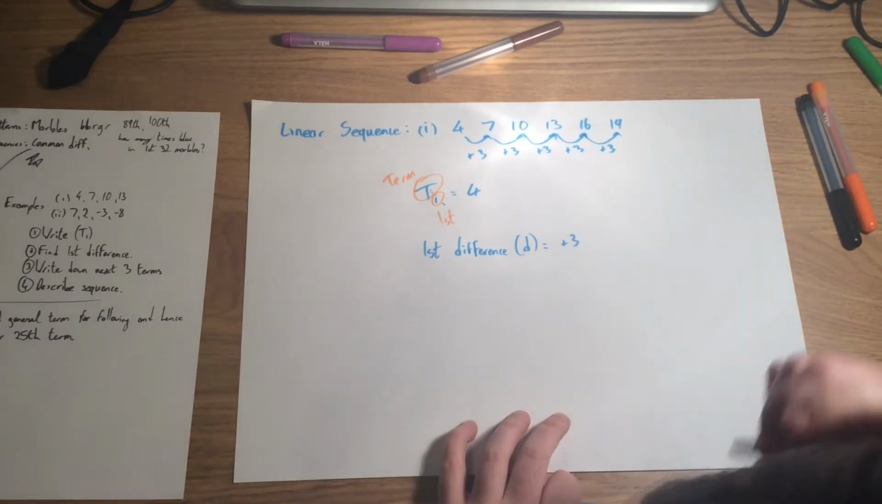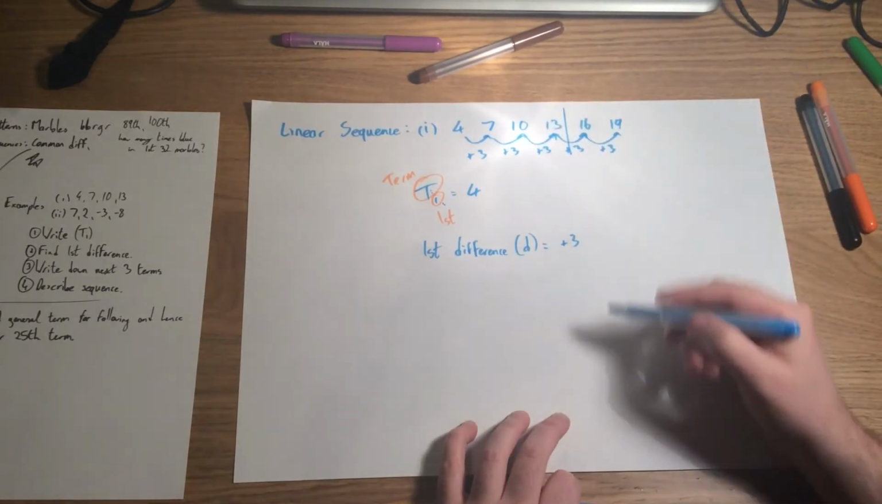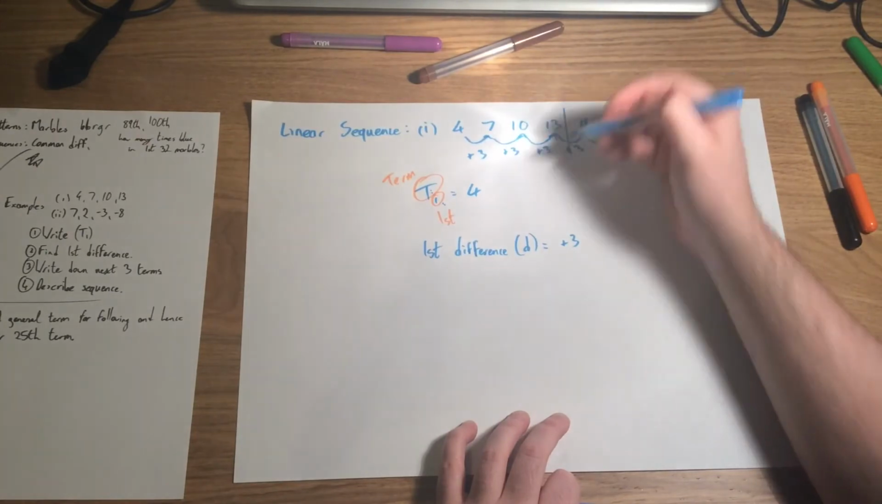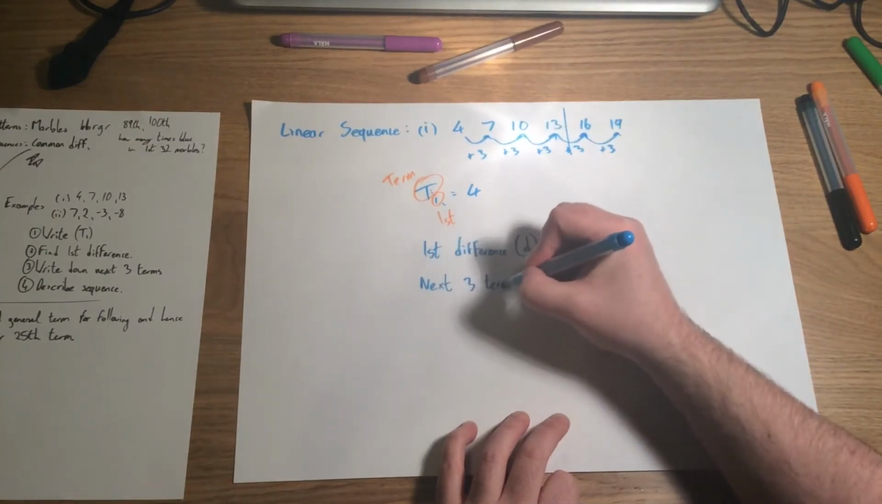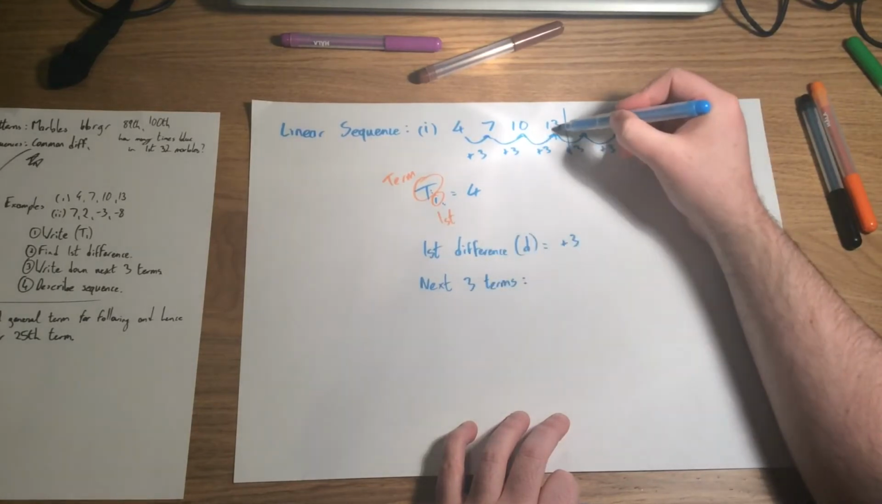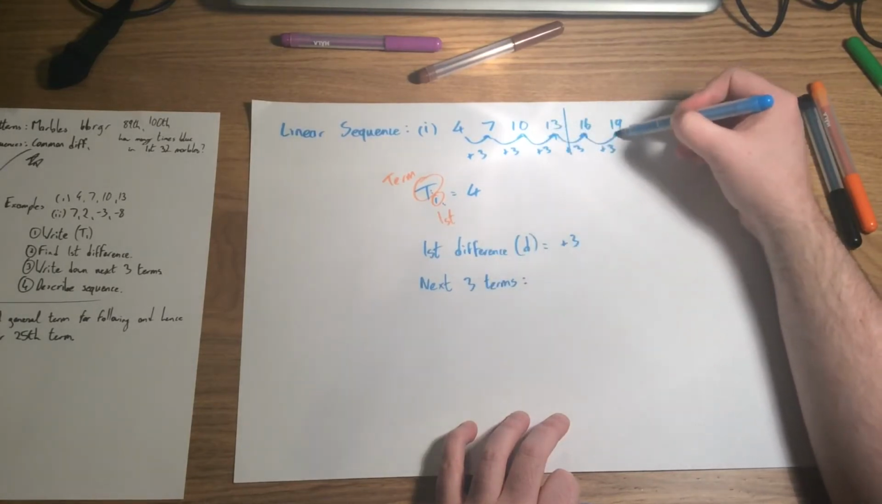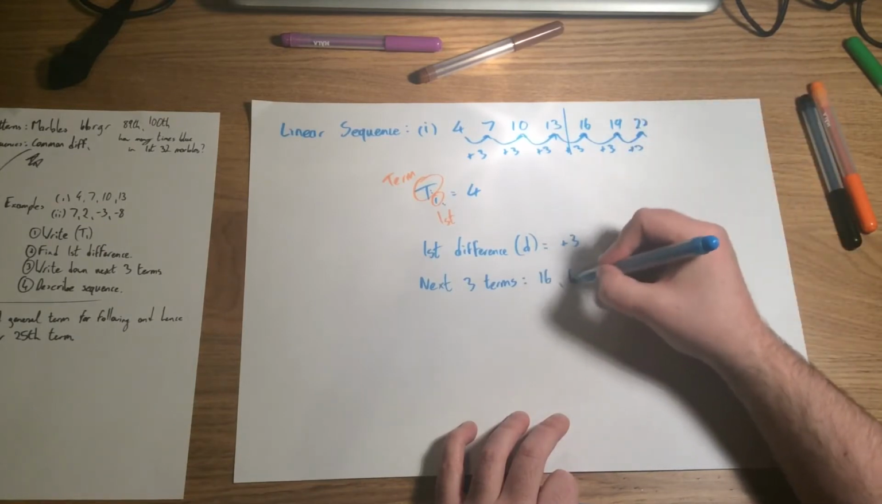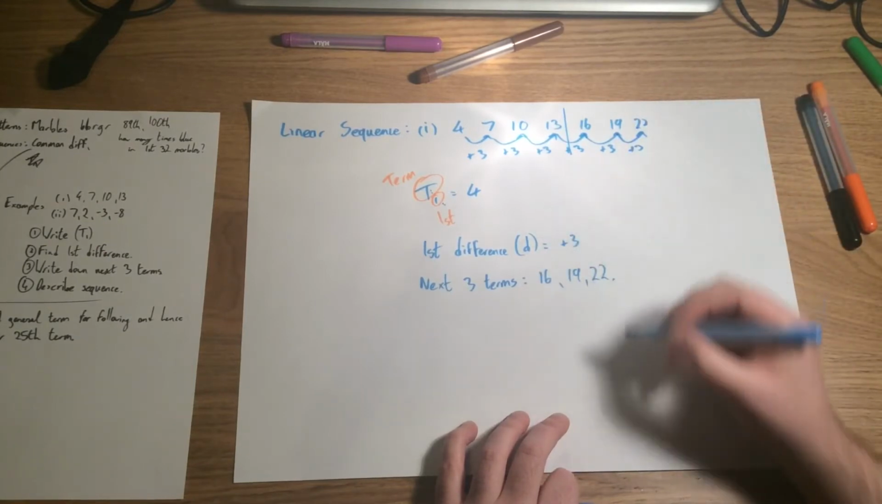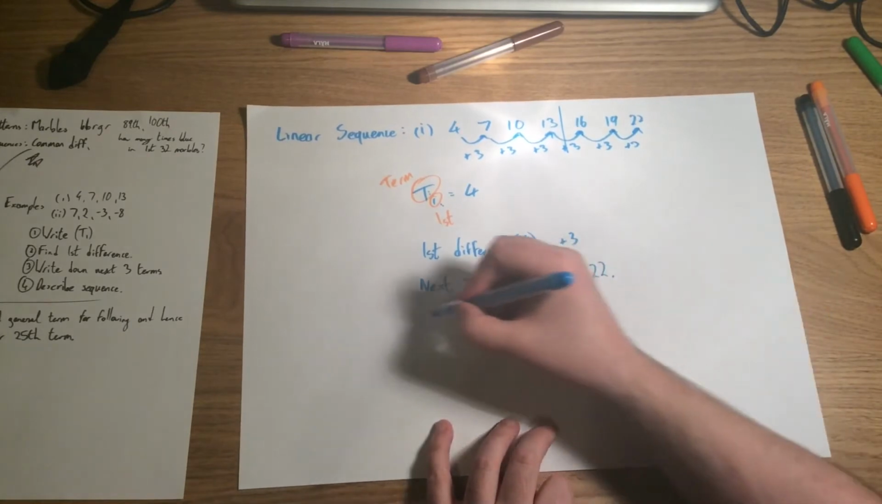The next one says, remember, our terms are, this is what we were given, 4, 7, 10, 13. It says the next 3 terms is what it's looking for here. So I've just done it here. You add 3, and add 3. That's going to be 22. So 16, 19, and 22. Okay. And finally then it says describe the sequence.